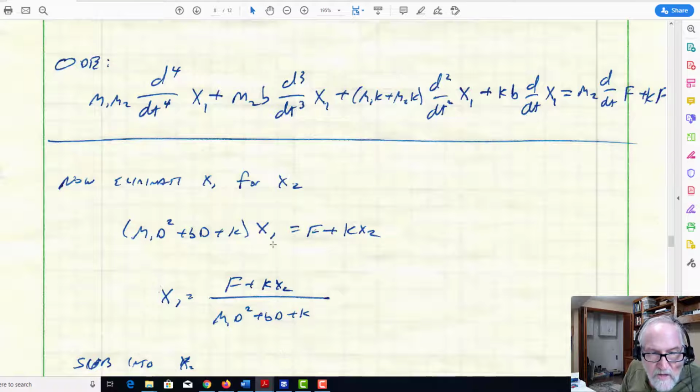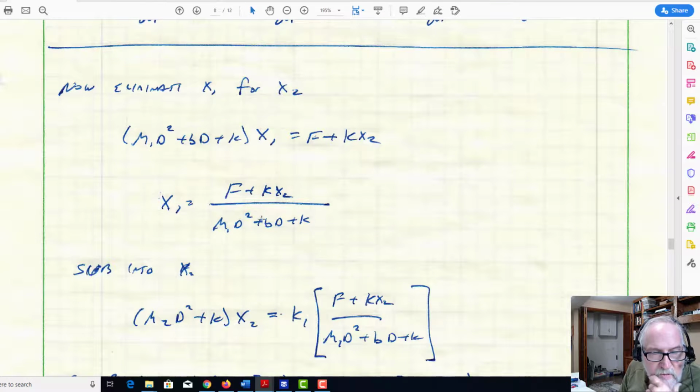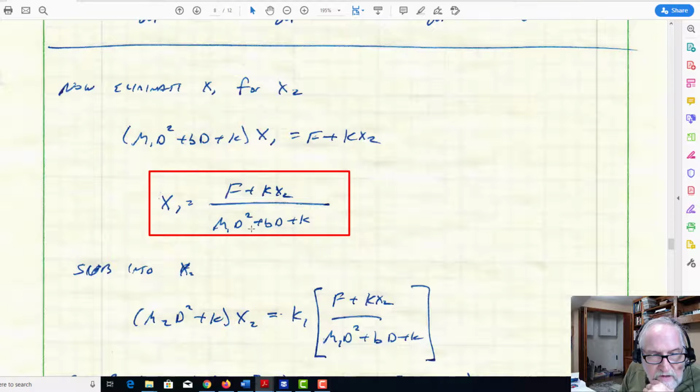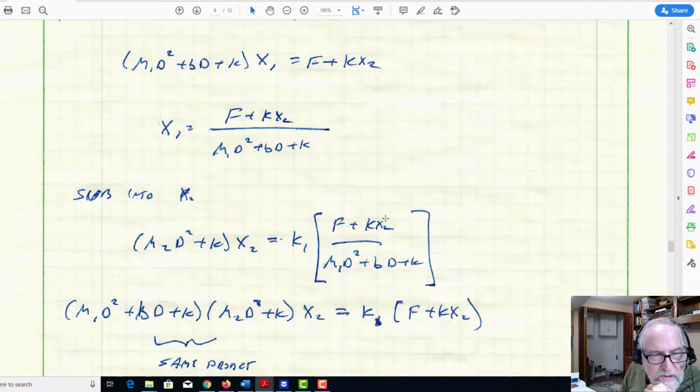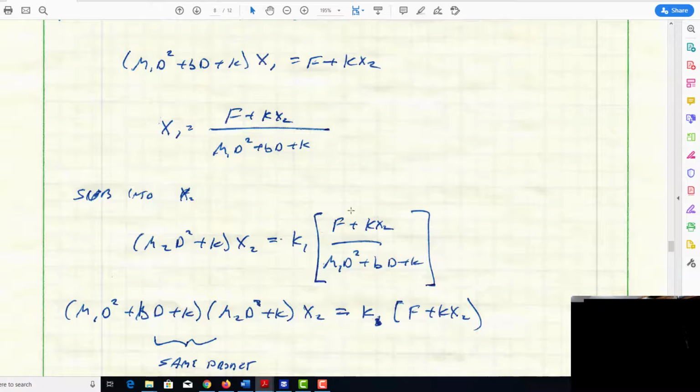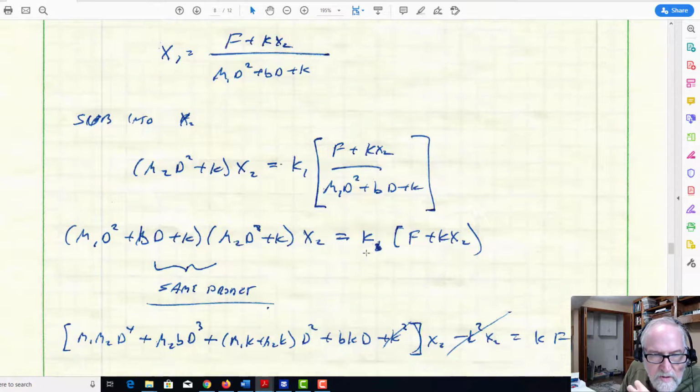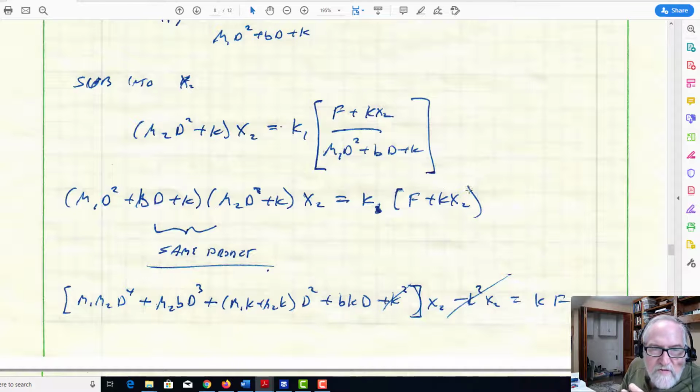We'll solve the first equation for x1, and so we get x1 is equal to F plus kx2 divided by this polynomial, m1 D squared plus bD plus k. Substitute that into the right, the x2 equation. So here are the derivatives of x2. This is what x1 equals now. And you end up with a very similar thing.